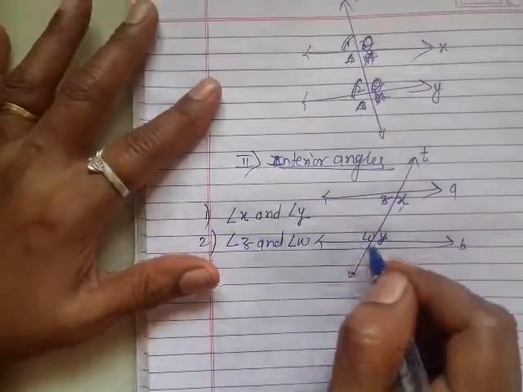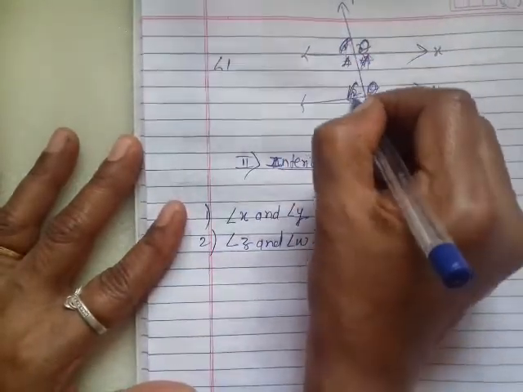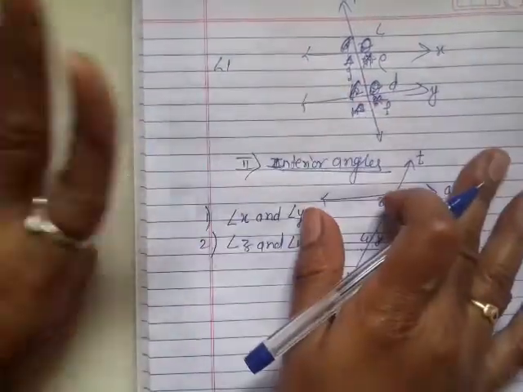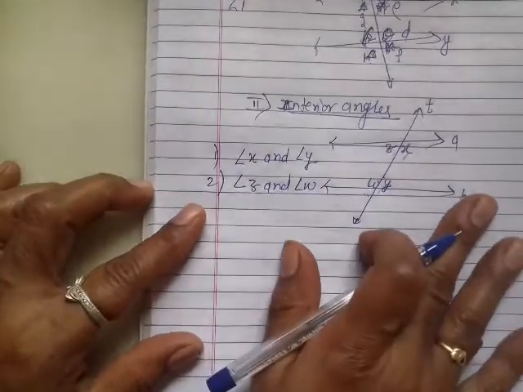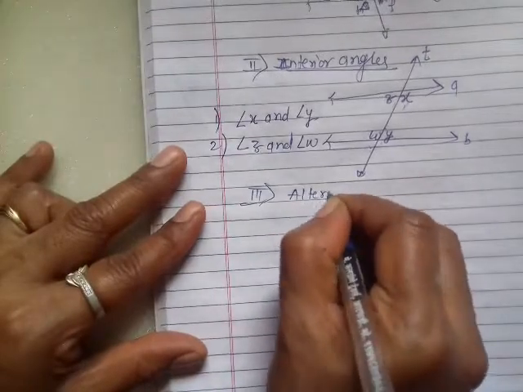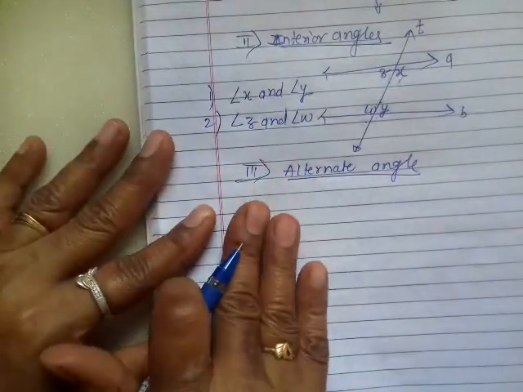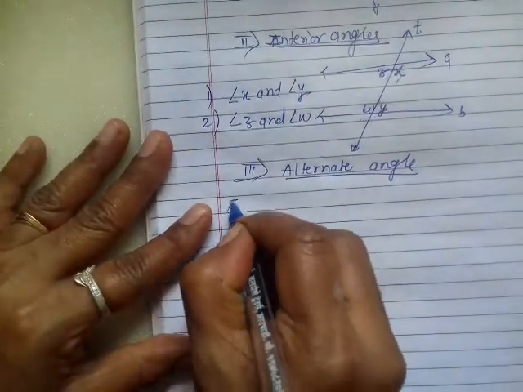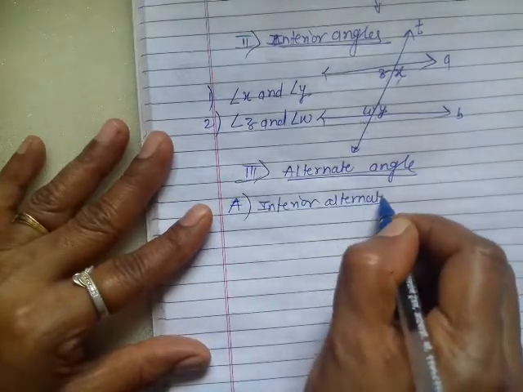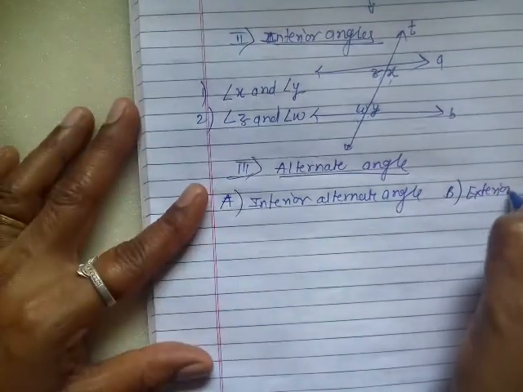See, we studied here, if I label the angles A, B, C, D, E, F, G, H. How many pairs did we get? 4 pairs of corresponding angles. Interior angles, how many pairs did we get? 2 pairs. And the third one is a new topic, alternate angles. Alternate angles have 2 subtopics: interior alternate angles and exterior alternate angles. The first one is interior alternate angles, and the second is exterior alternate angles.